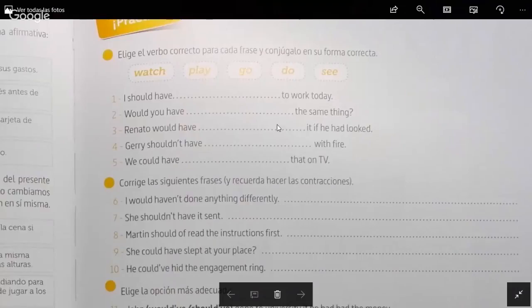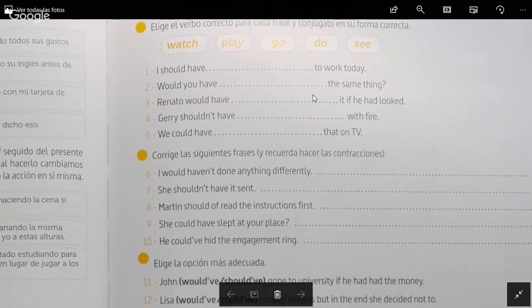Okay, choose the correct verb for this first activity. Rosario, go ahead, please, with this one. I should have done the work today. Done is correct? No, it's not right. I should have gone to work today. Okay. I should have gone to work today. Right.